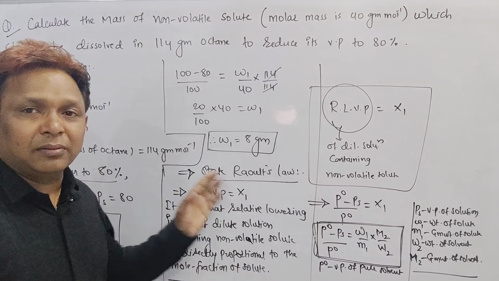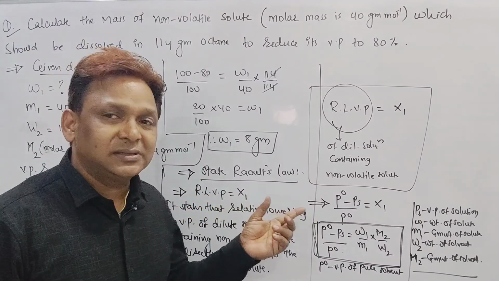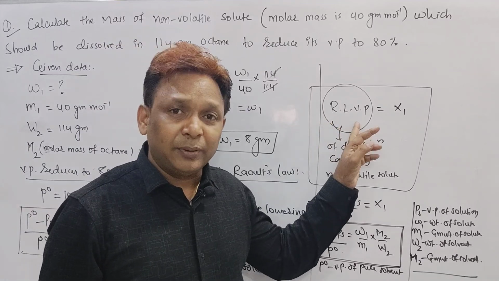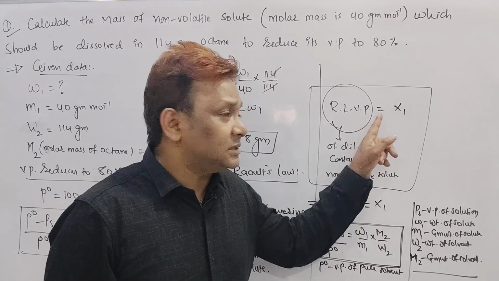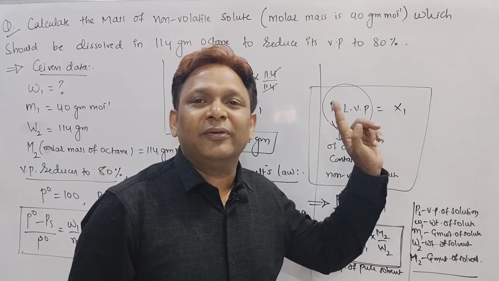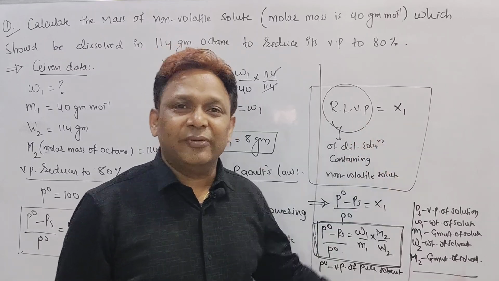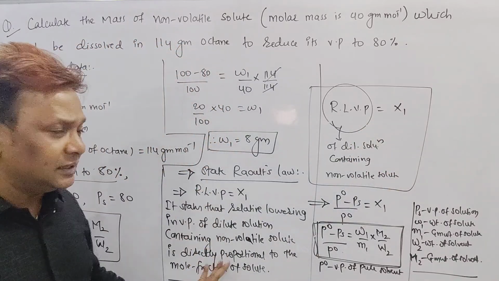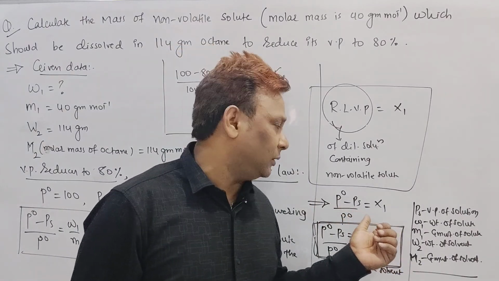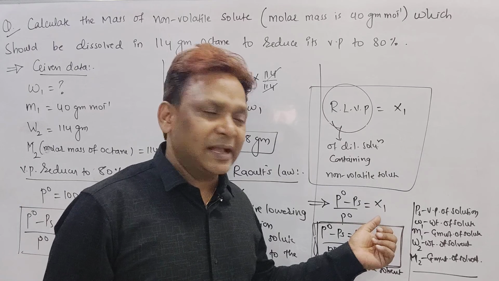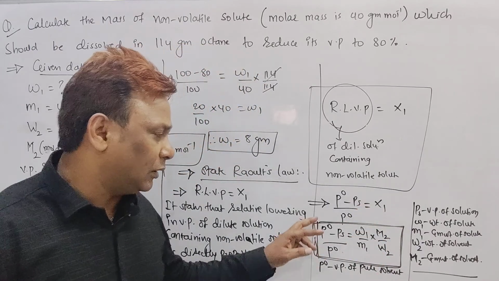Second part, statement of Raoult's law. How to state it? RLVP equal to X1, meaning the relative lowering in vapor pressure of a dilute solution containing non-volatile solute is directly proportional to the mole fraction of solute. Right? Directly proportional to mole fraction of solute. Then after writing this statement, make the formula. What is the formula? P naught minus PS by P naught equal to X1. What is X1? W1 by M1 into capital M2 by W2. Write down each and every term.